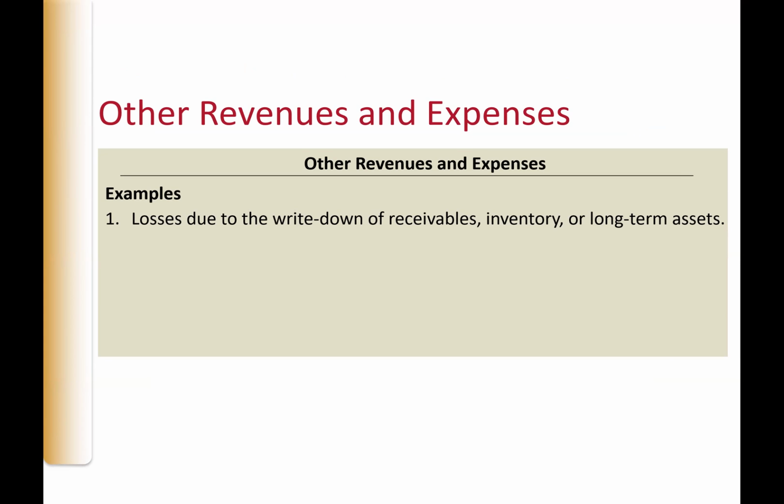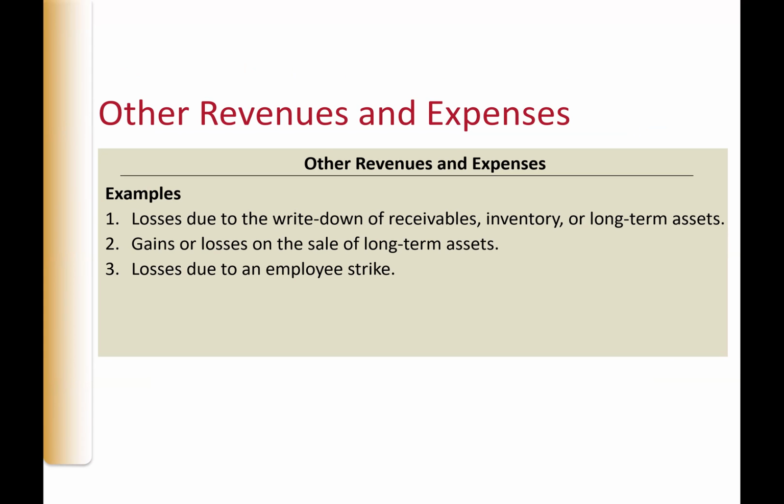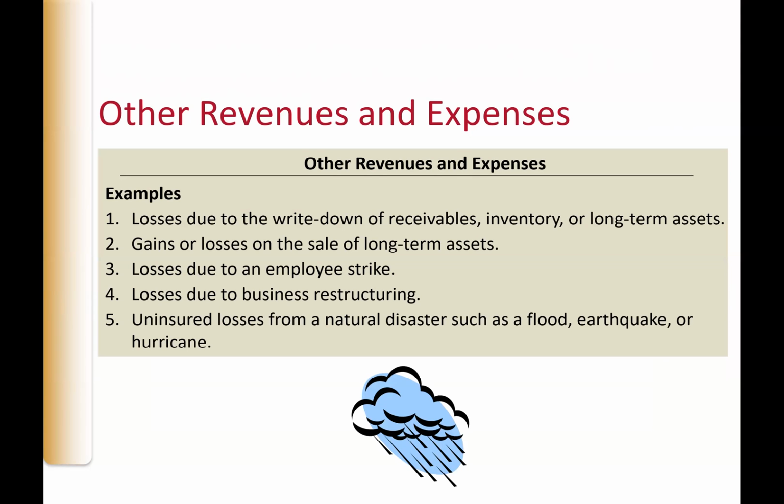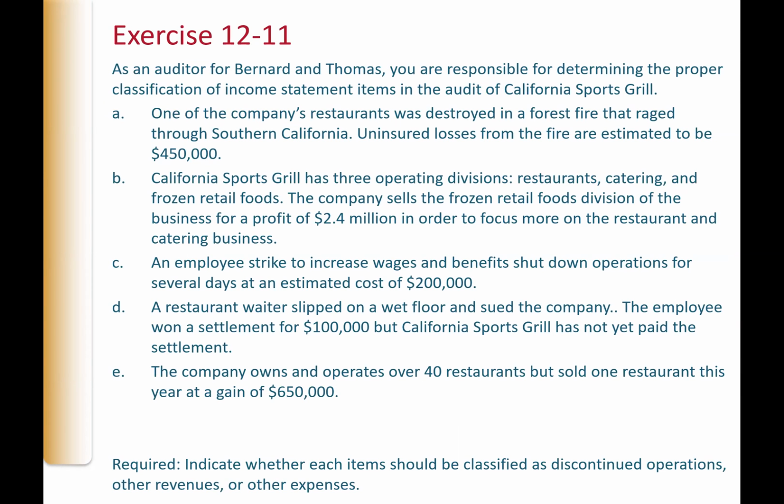We've got other types of revenue and expenses: losses due to the write-down of receivables, inventory, or long-term assets, gains or losses on the sale of long-term assets, and losses due to specific events that don't happen every year, such as employee strikes, business restructuring, or think of what happened when British Petroleum spilled oil in the Gulf of Mexico. I mean, every once in a while, you have just a freak thing that does affect the earnings. And natural disasters can really affect a business. So basically, we have to be aware of unique items.